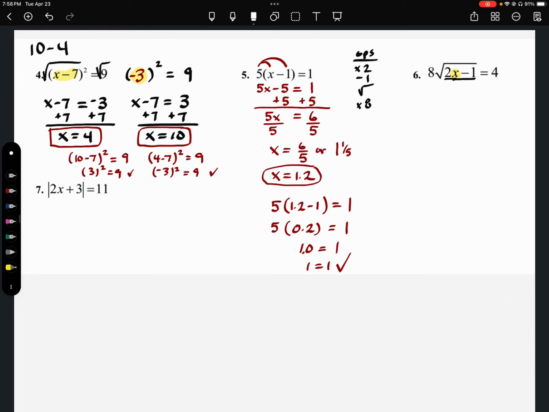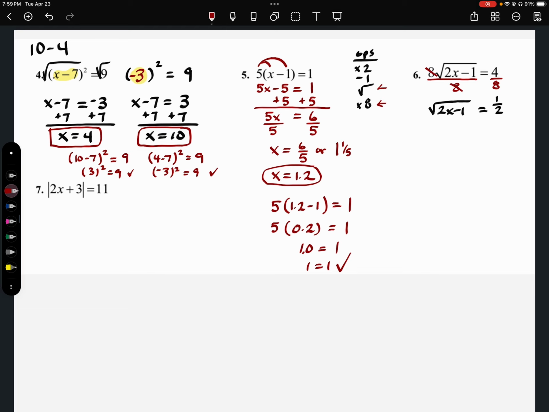So if we're going to undo it and work backwards through it, what we want to do first is undo the times 8 first. So let's just divide both sides by 8. So this 8 should cancel out this 8, and we're left right now with the square root of 2x minus 1 is going to equal 4 divided by 8 is 1/2.